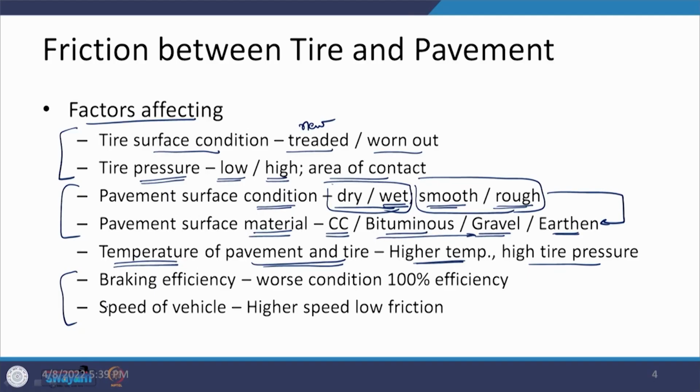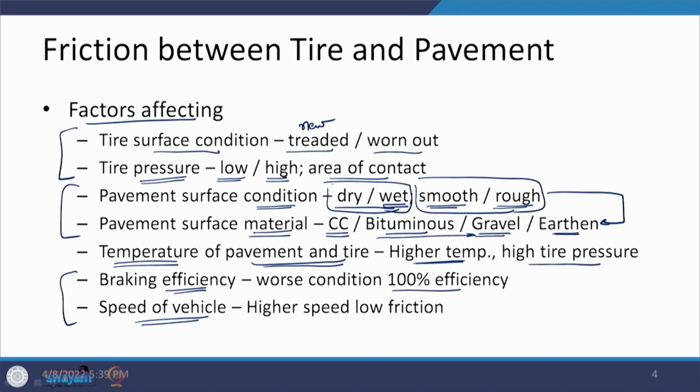Then the two factors listed at the bottom are related to the vehicles. One is the efficiency with which the brakes are applied, and we usually consider the worst condition where the efficiency is 100%. Obviously, if the brakes are not applied with 100% efficiency, say something like 70-80%, the distance by which the vehicle is going to stop will increase. We will see the effect of these when we talk about the distances in our subsequent interactions. The second is the speed of vehicle.